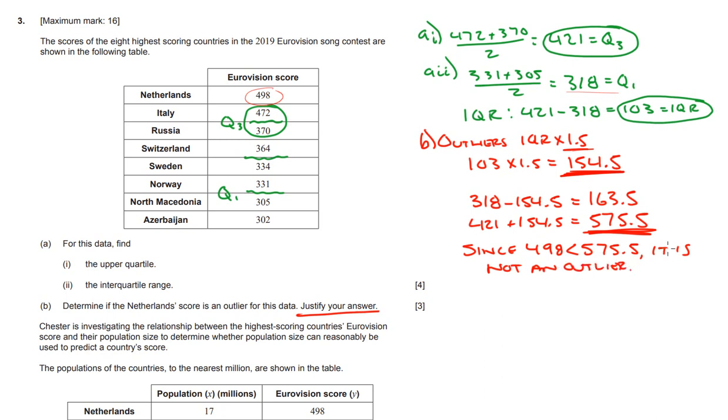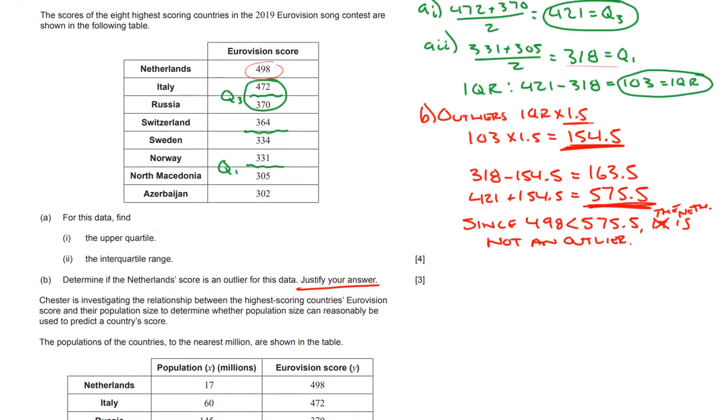Okay? And maybe instead of saying it, we should probably put "the Netherlands is not an outlier," just to be a little bit more clear on that. Okay? Let's see, moving on here to the next part.